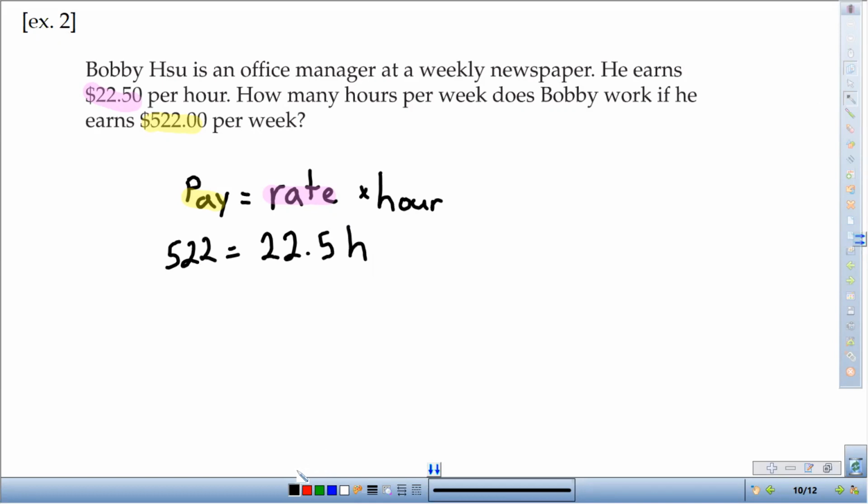And then from here, all it is is simply solving the equation. Solve for H. Since we're multiplying by 22.5, I'm going to divide both sides of the equation by 22.5. And I get 522 divided by 22.5. Again, make sure you're using a calculator with this. This comes out to 23.2 hours after you put it in a calculator.